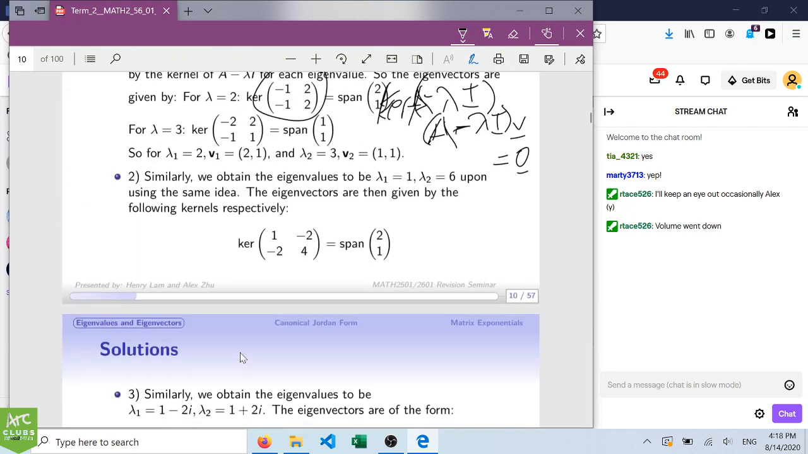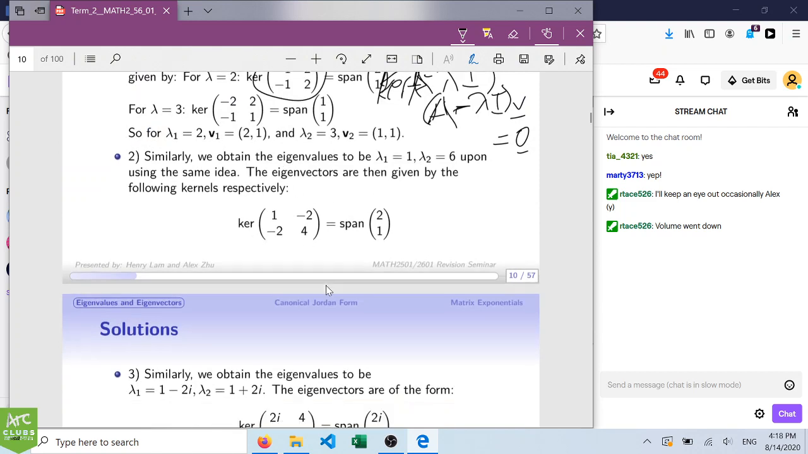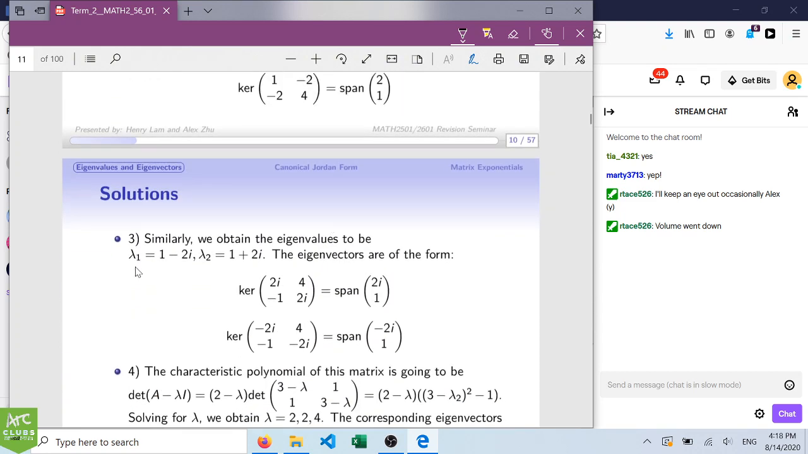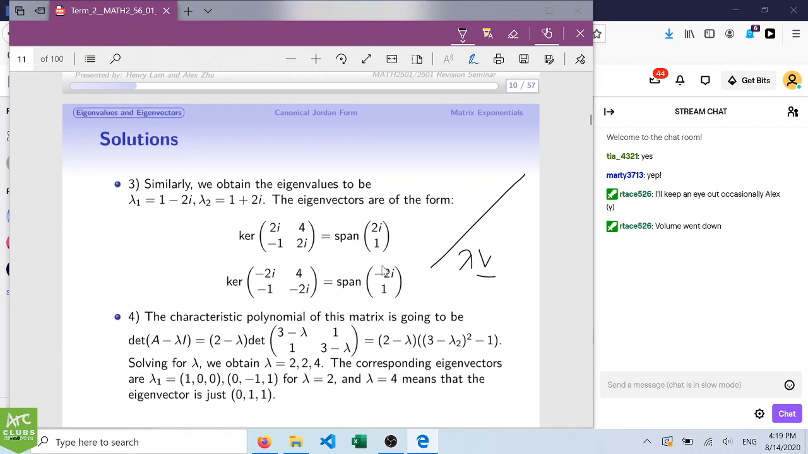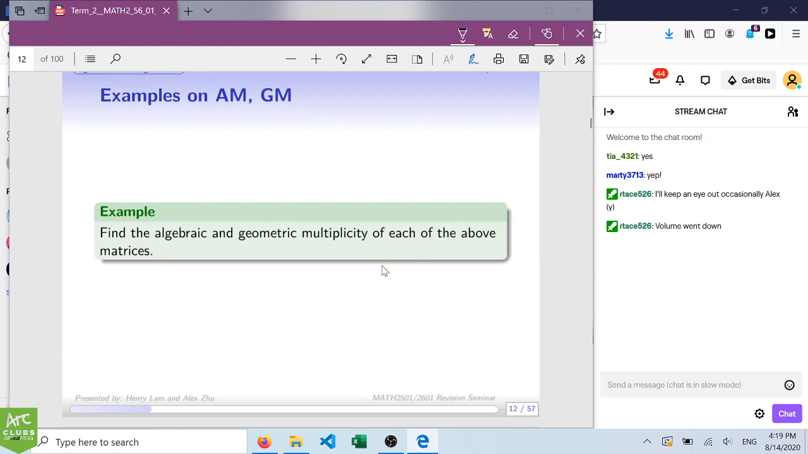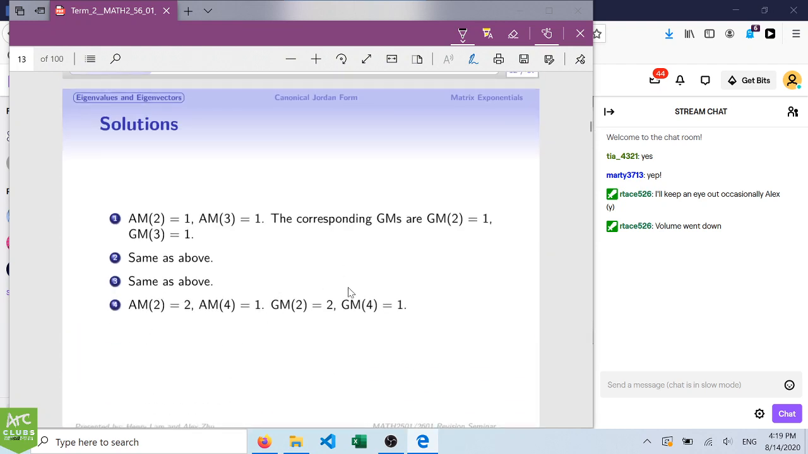And we can see that the other two examples are exactly the same thing. So lambda, there's one value, and then kernel, there's one span, one vector as the span. If you don't remember what span is, it's the linear combination of this, but there's only one vector, so it's just a scalar multiple. Okay, so a scalar multiple of 2, i, 1. Yeah, so multiplicity is rather straightforward.